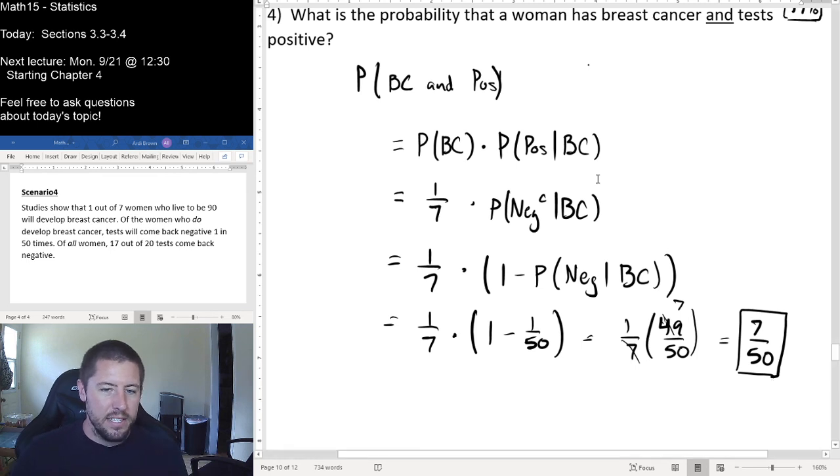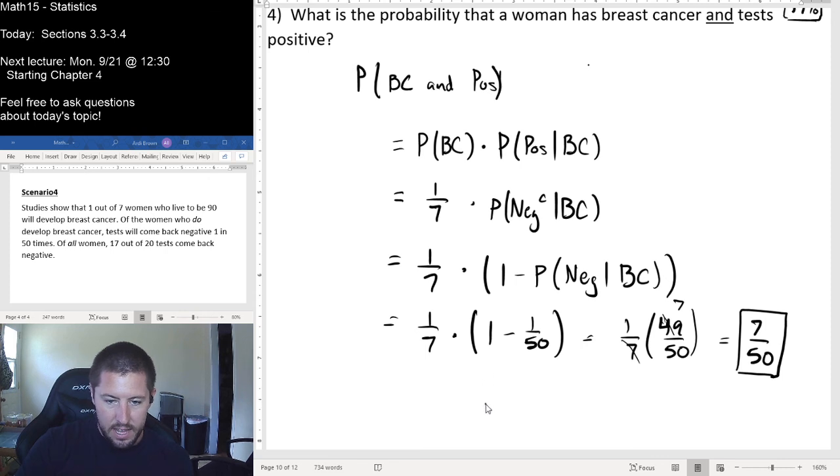7 out of 49 is the 1 in 7 women that will get breast cancer, because not quite all of them will also get a positive test. So this is a number that's ever so slightly smaller. I should just say it here, 7 out of 50 is a little bit smaller than 7 out of 49, which is the 1 in 7 women that do have breast cancer.